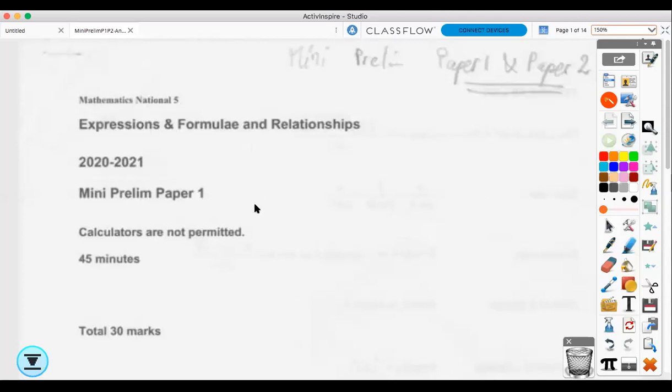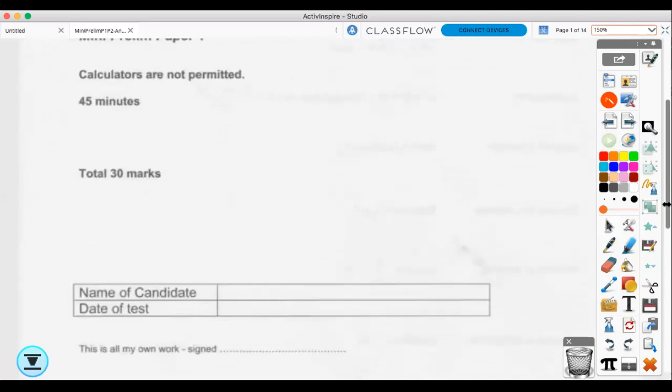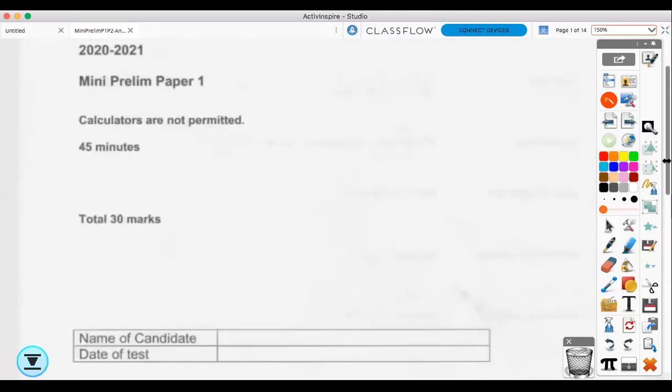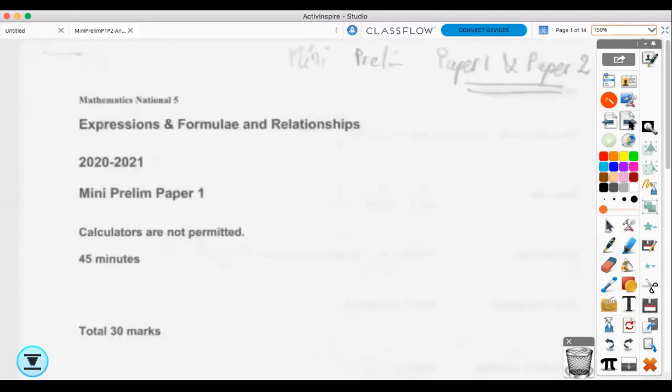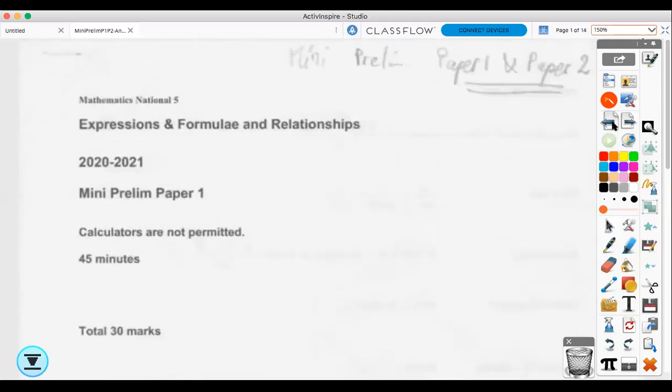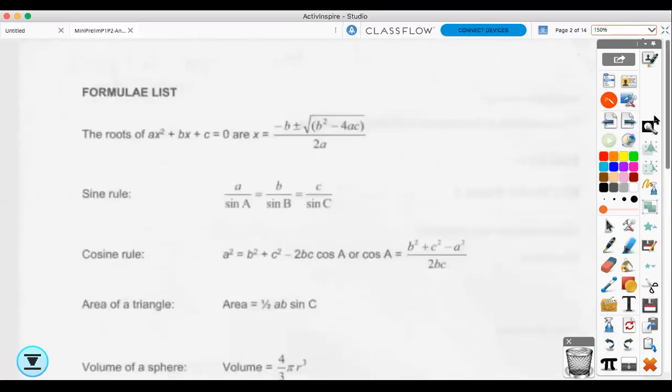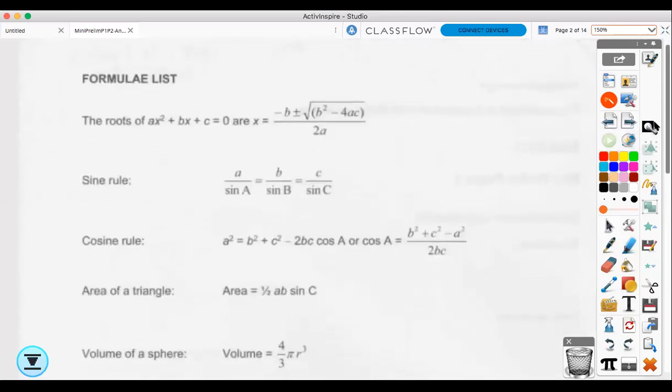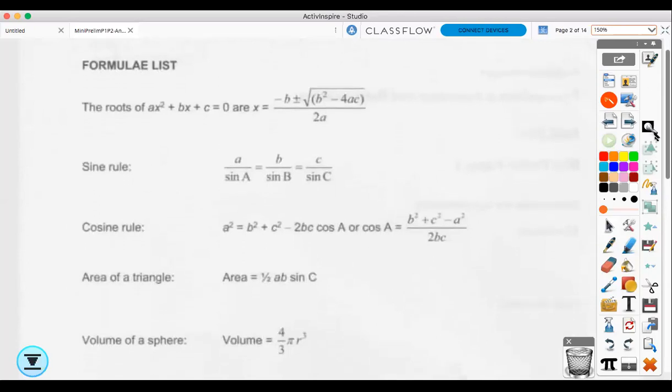Mini prelim paper 1 was a non-calculator paper, okay? So total 30 marks. That was your first paper. You didn't have to write your name on this one, but next week, no, you don't need to write your name. So you had your formula list on that paper.